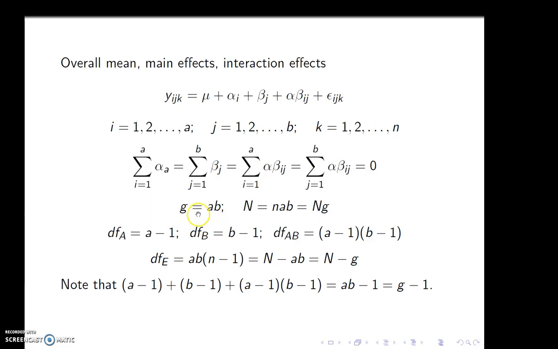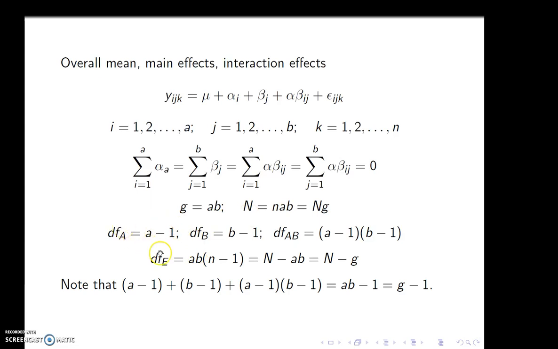G now is A times B. N is NAB, or NG. I like getting rid of G at this point. I don't really like that Gary started out with G, to tell you the truth. I would have started out with A and then generalized to A and B and so forth if I had written the book, but I didn't. So I'll go along with his notation, but at this point I just say our number of treatment levels is A times B. Our number of observations is N times A times B, because we have a balanced design.